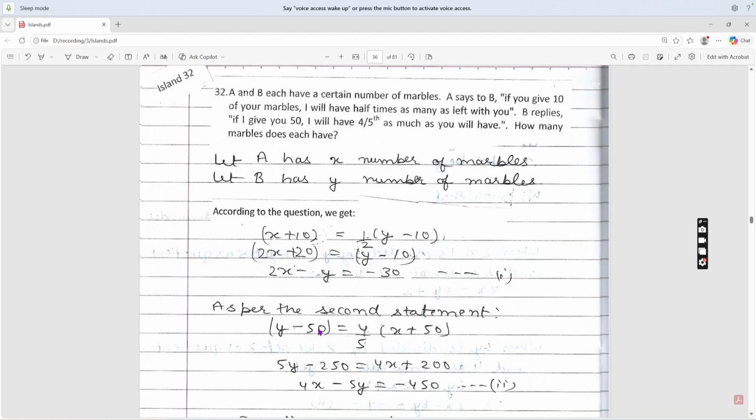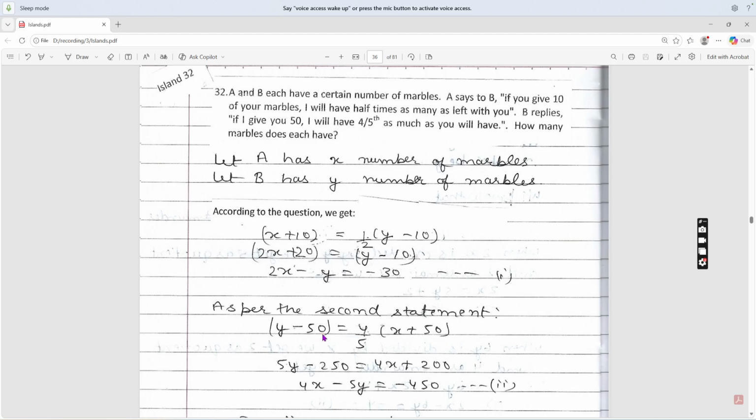Now as per the second statement, we can see when B replies, I give you 50. So here "I" is representing B and "you" is representing A. So when B replies, whatever the new arrangement would be, B's quantity would be on the left hand side. Now see, what is the original number of marbles held by B? That is Y only. Now after the new arrangement, the number of marbles held by B would be Y minus 50, because he is going to sacrifice 50 of his marbles in favor of A, or give 50 of his marbles to A. So he is going to lose here.